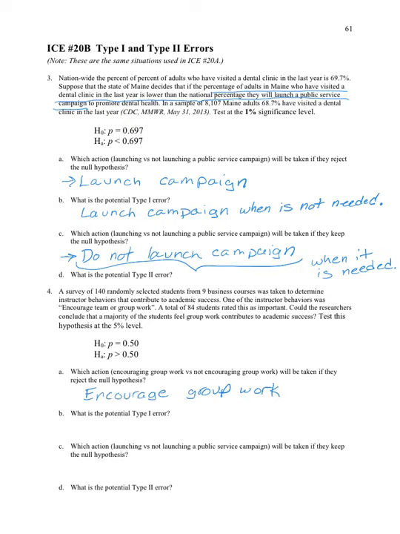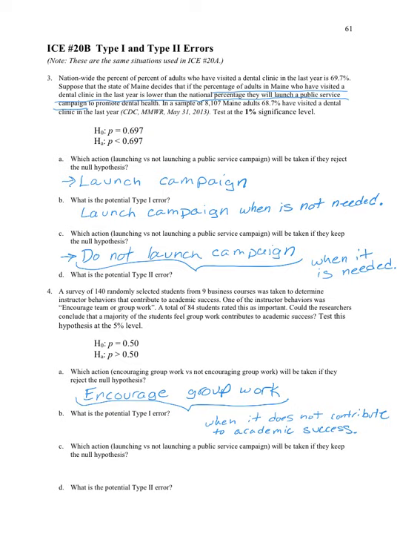So on the second problem, if they reject the null hypothesis in favor of the alternative, that's going to say that a majority of students rated this as important. So the action would be to encourage group work, and the type 1 error would be to encourage the group work when it does not contribute to academic success.